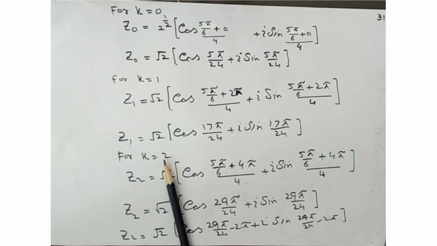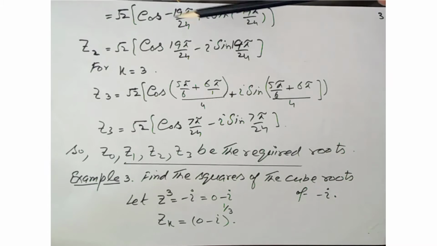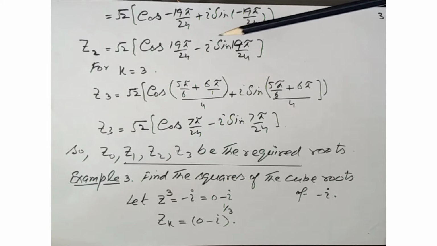For k equal to 2, we put the value of k in the general formula, we get this z, and this becomes z2 equal to √2 cos 29 pi by 24 plus i sin 29 pi by 24. This value is not the argument because it is greater than pi. So we subtract 2 pi from this angle. After simplification, we get √2 cos minus 19 pi by 24 plus i sin minus 19 pi by 24.